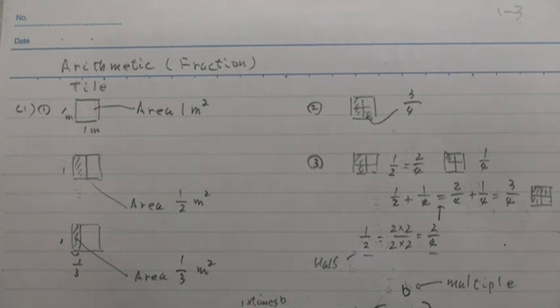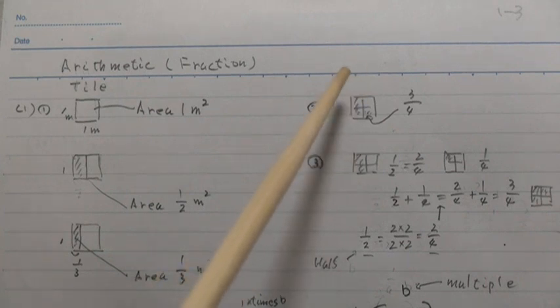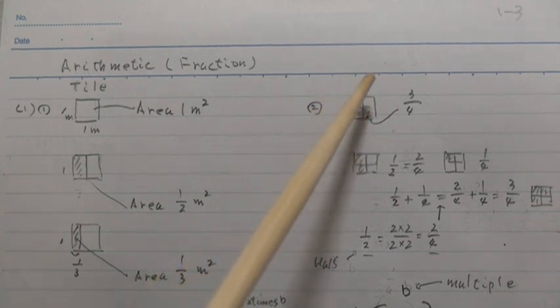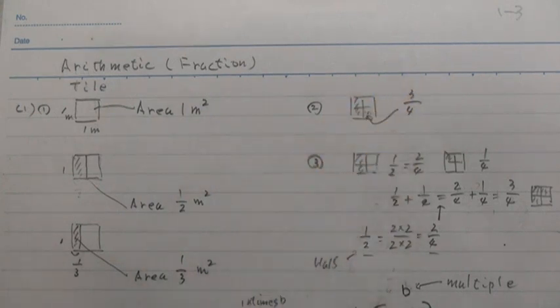And take tile 2, this area is 3/4. Count 1, 2, 3, 4, and this area is 1, 2, 3, so 3/4. And take tile 3, this area is 1/2.